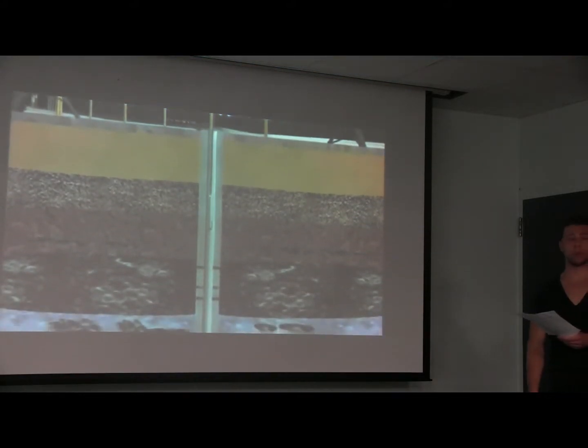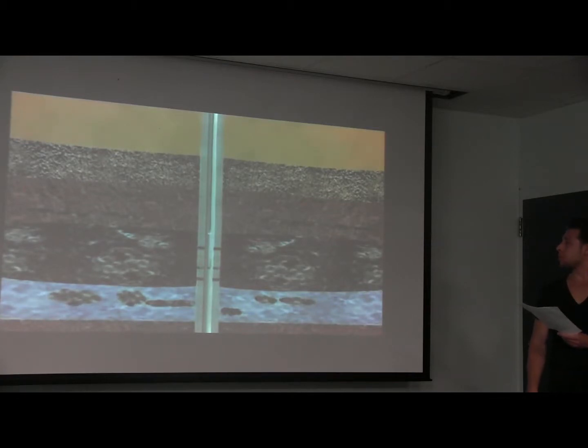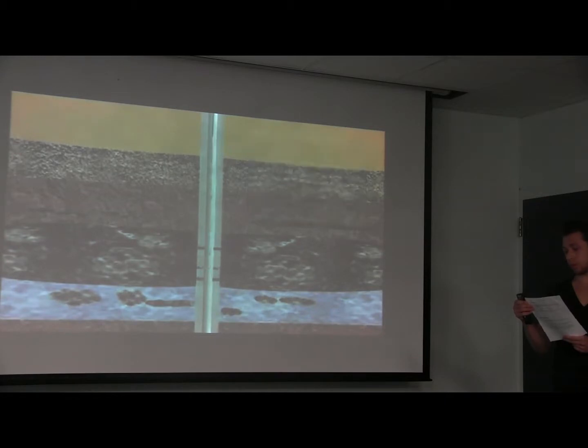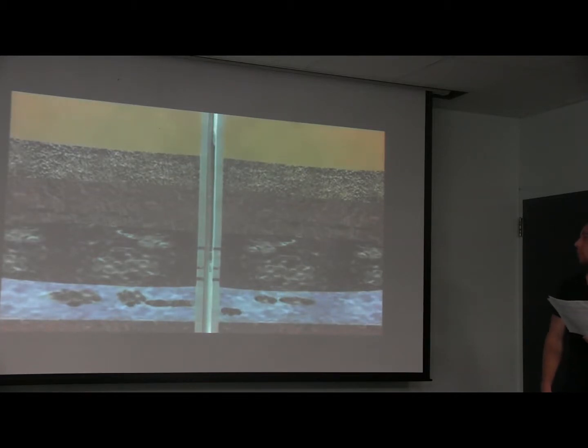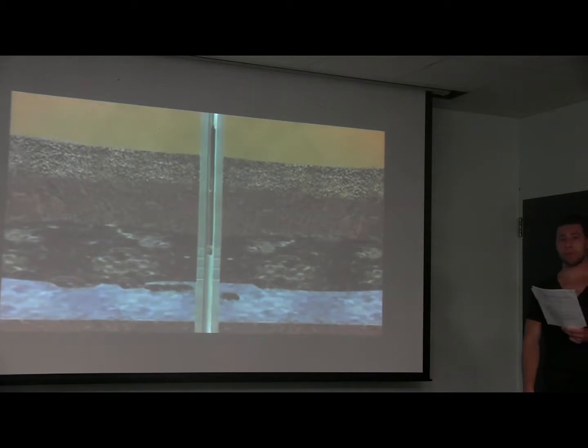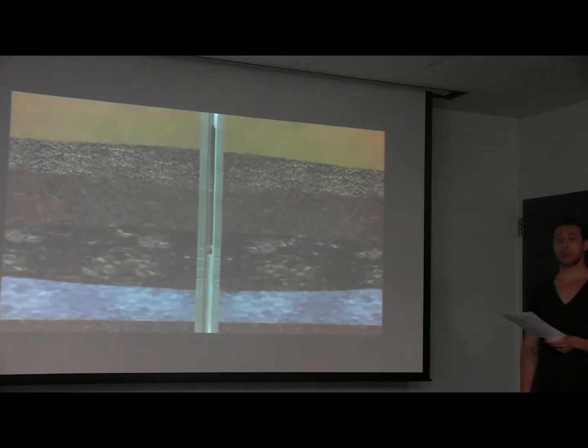The treatment starts by lowering a measuring device into the well to determine the following hydrostatic parameters: pressure, temperature, liquid flowing level, and the determination of the working perforation interface. After collecting the data, the plasma pulse generator is lowered into position at the prescribed depth to match the perforations. The control module on surface is used to generate a series of plasma pulses, which take milliseconds to eliminate clogging within the drainage area and deliver a compression wave resulting in a rise in temperature in the plasma channel.